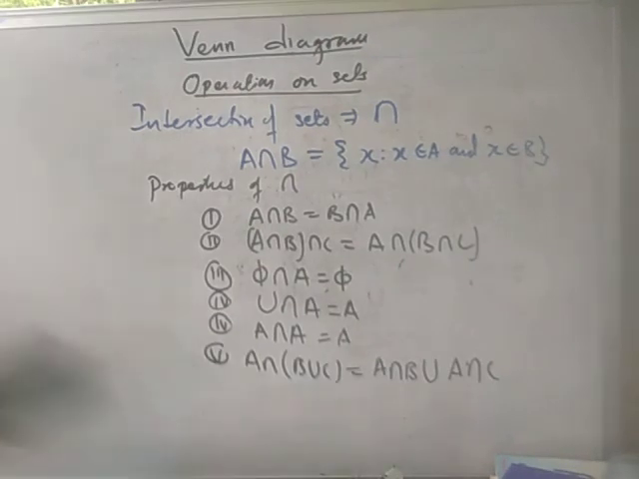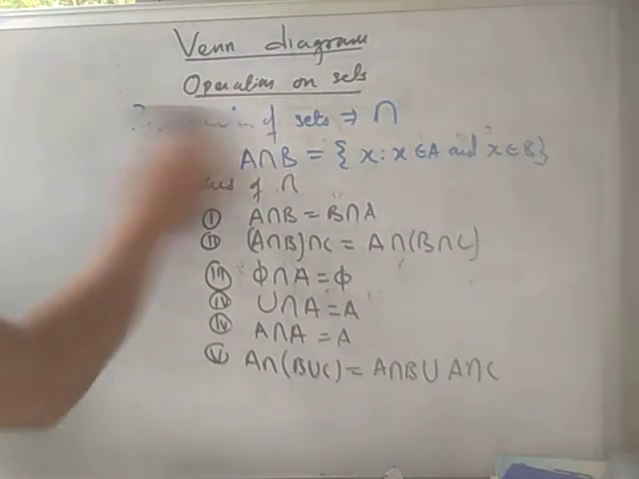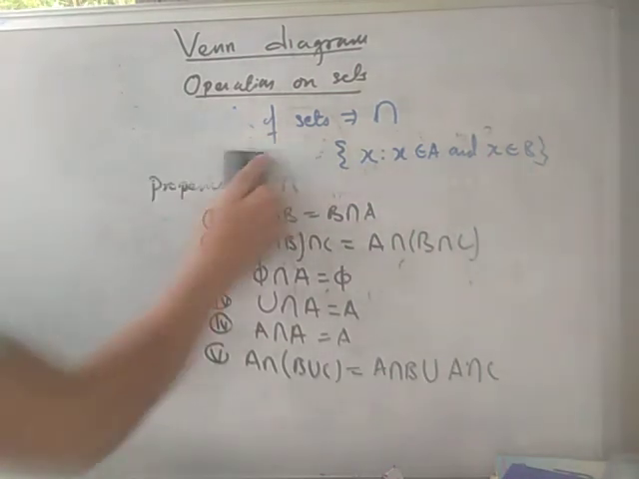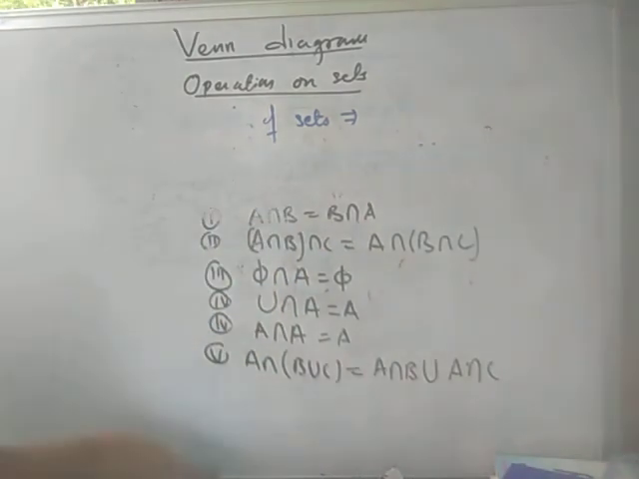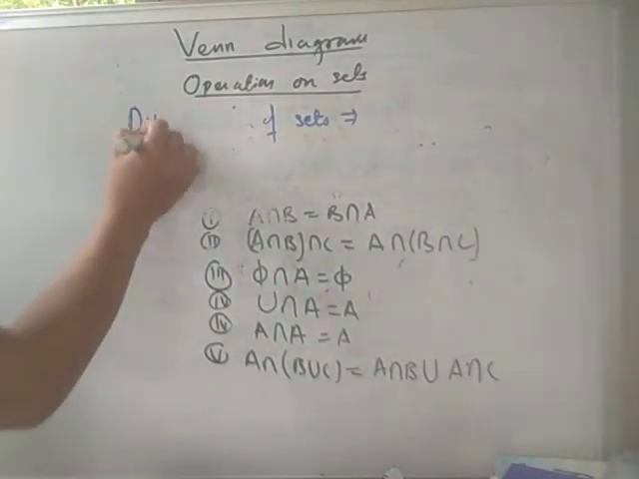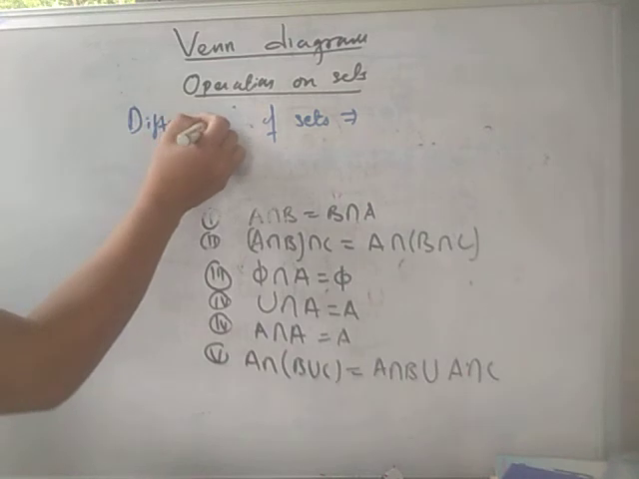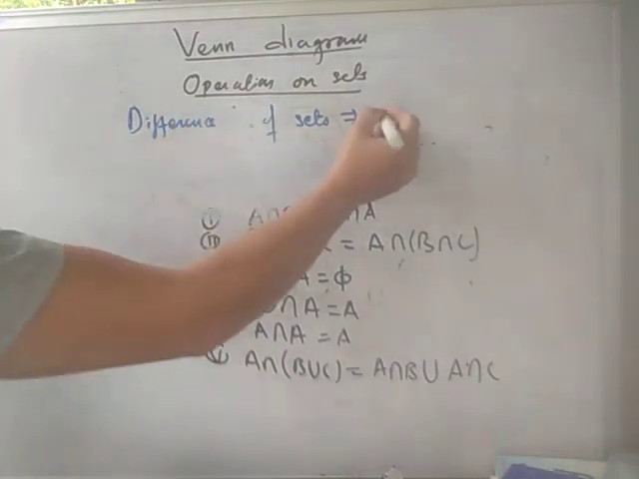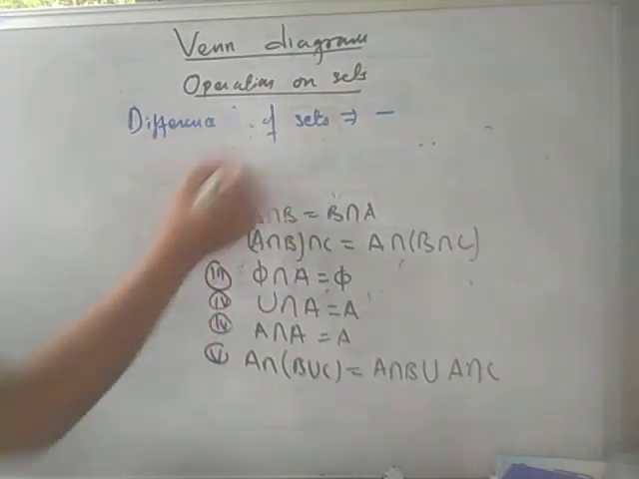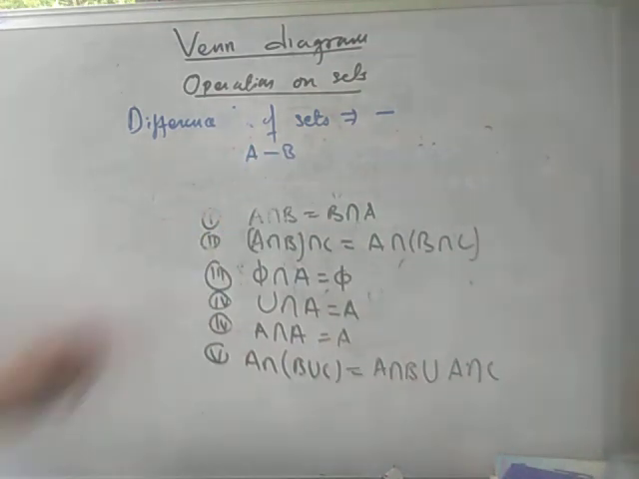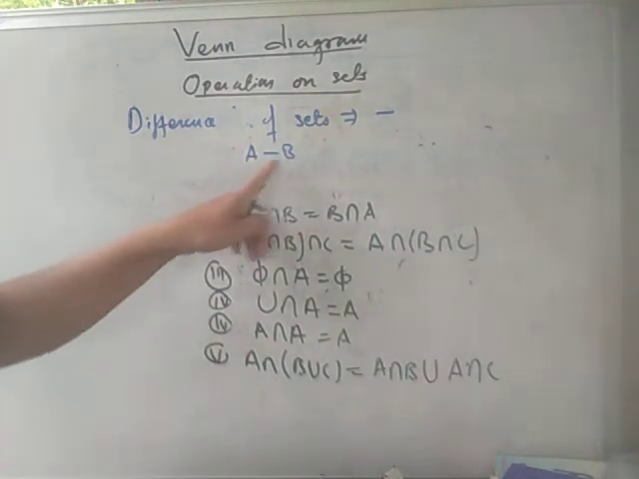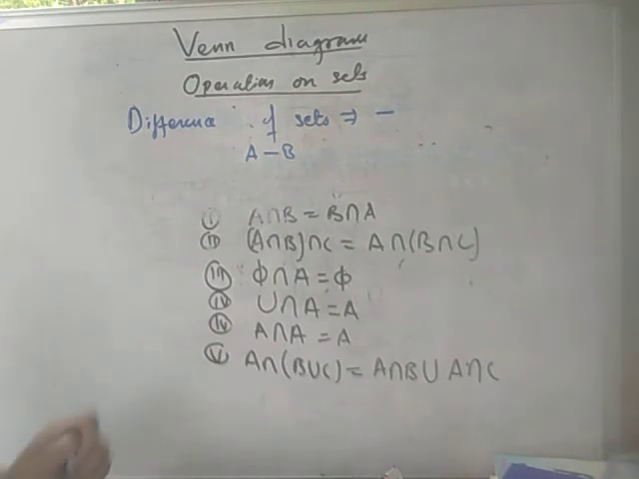So now next one is your difference of set. Okay, write down difference of set. Difference of set is denoted by minus. Okay, so A minus B is read as A, B difference with A. Okay, so what happens in this?